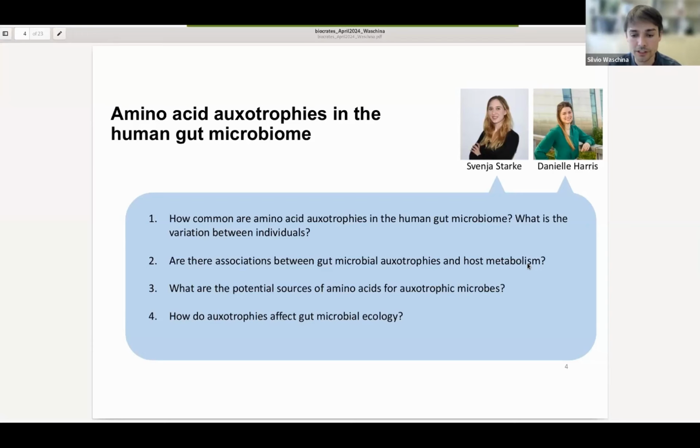The second question is whether there are certain associations between gut microbial auxotrophies and host metabolism. Then my students also ask the question, what are potential sources of these amino acids that these auxotrophic microbes require from their environment? And a very general question that we discussed in this paper is, how do auxotrophies affect gut ecology in the human gut microbiome?